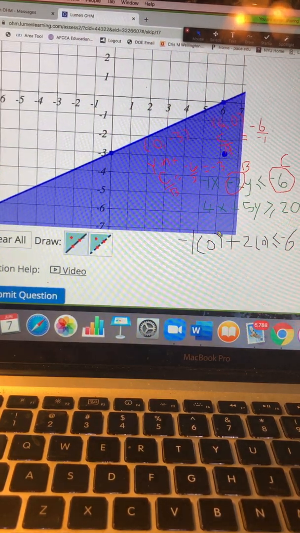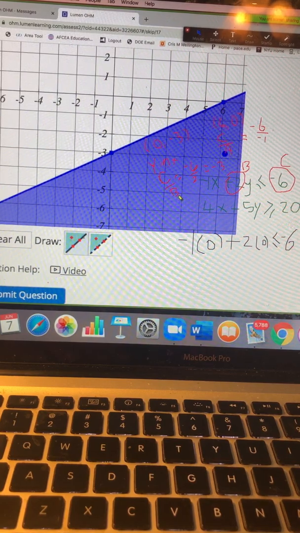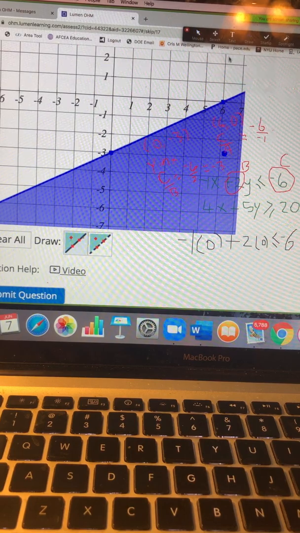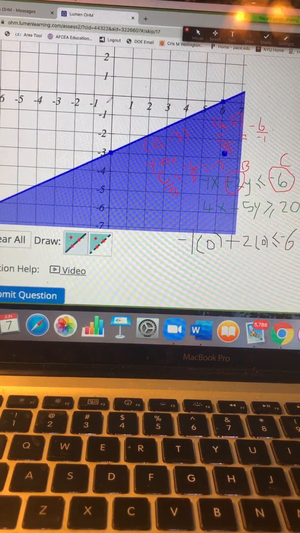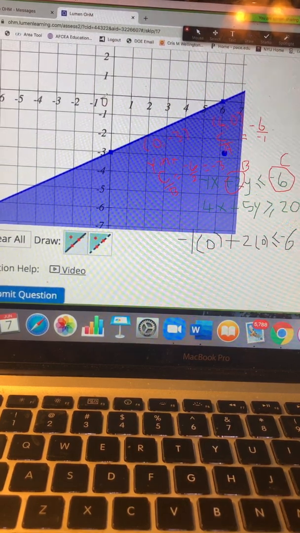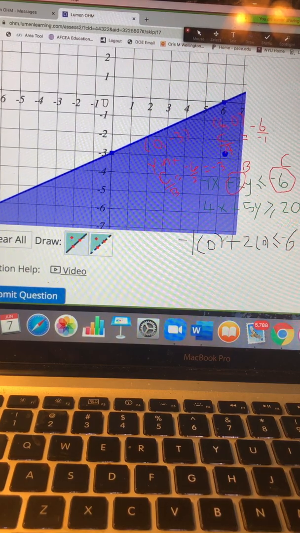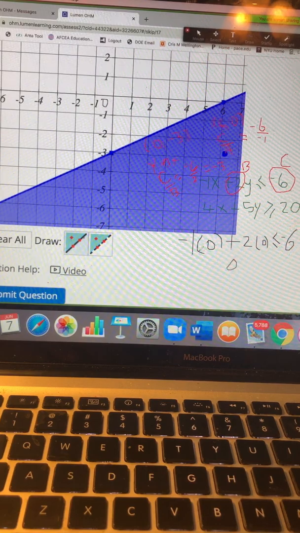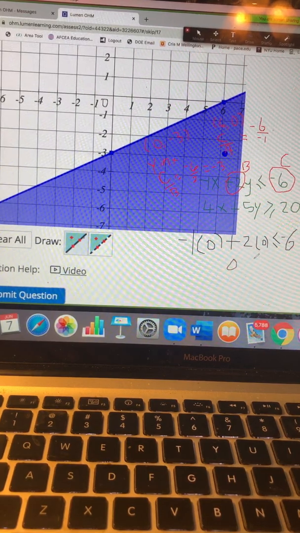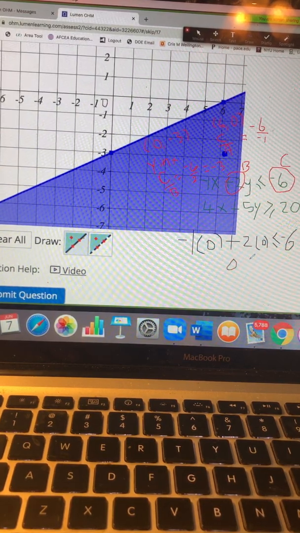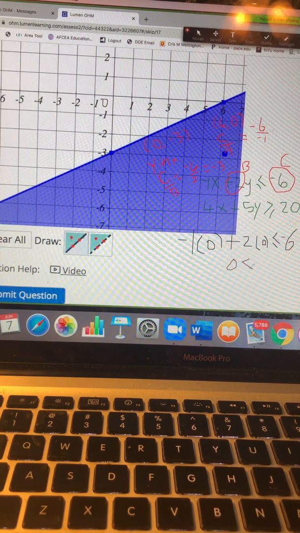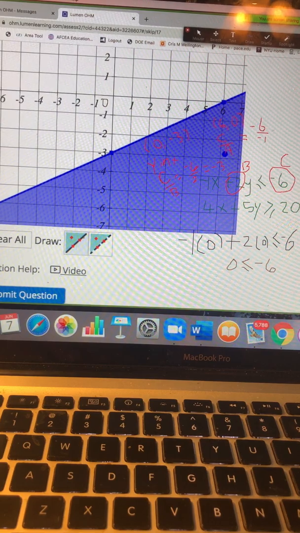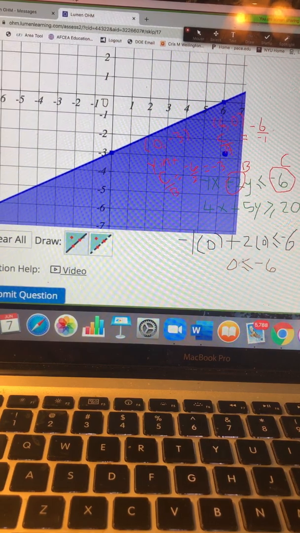All right, and so I want to check if 0, 0 was in that region. I'm checking to see if the origin is in the region that should be shaded, and we found out that it's not, because when you do negative 1 times 0 plus 2 times 0, it gives you 0, and 0 is not less than or equal to negative 6. So that's not true.